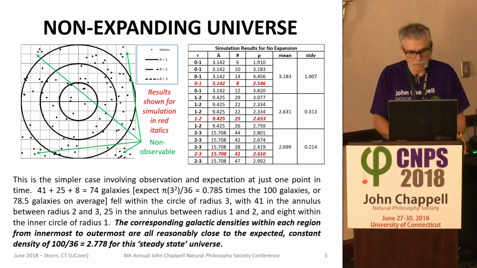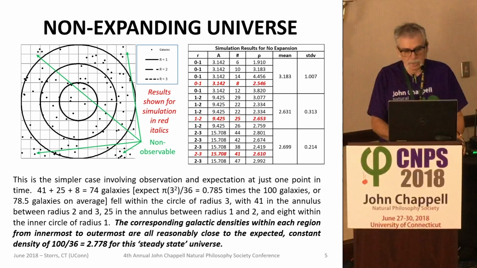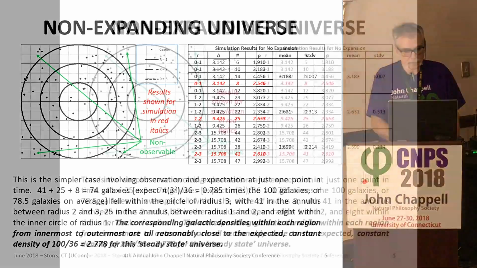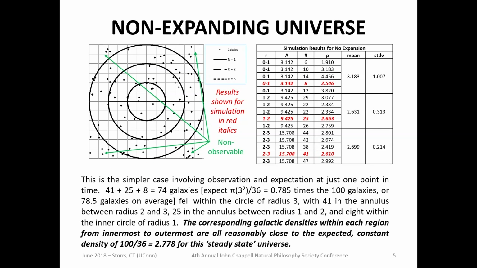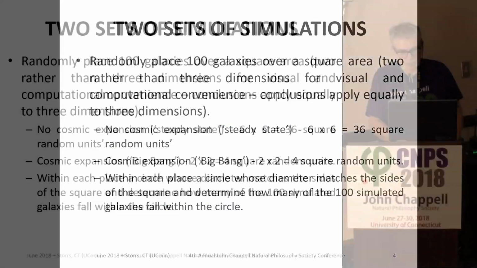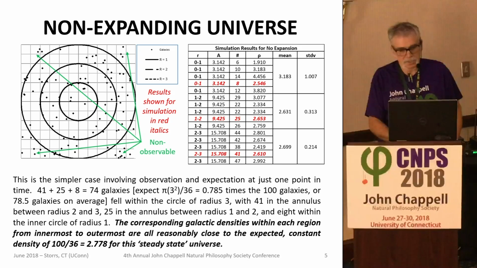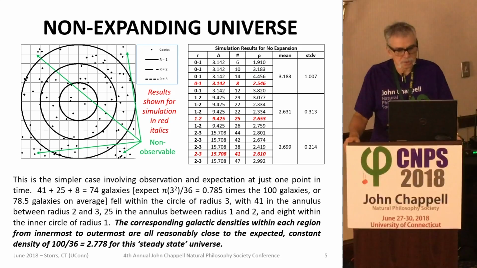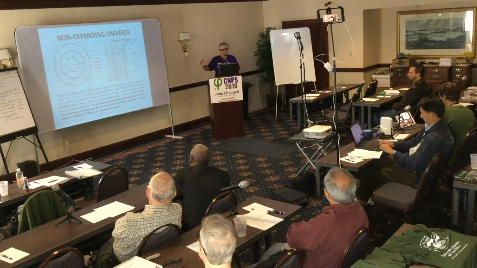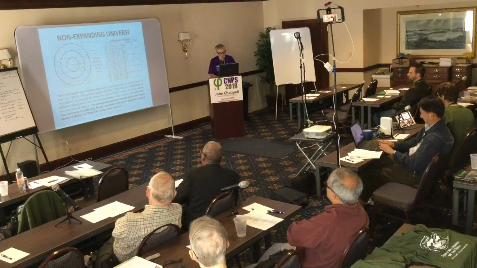And you can see from the table over here the results from the averages of the 5 simulations within each of the rings. The expectation is that the galactic density within each ring being constant should be 2.778, or 100 over the 36 squares that were there. And you can see that the results came out pretty close to that, 2.778 on average. So for my non-expanding universe, nothing too dramatic there, you just have a nice equal spread. The galactic density is pretty much uniform with distance as you go farther out. And that's what you expect for the steady state universe.